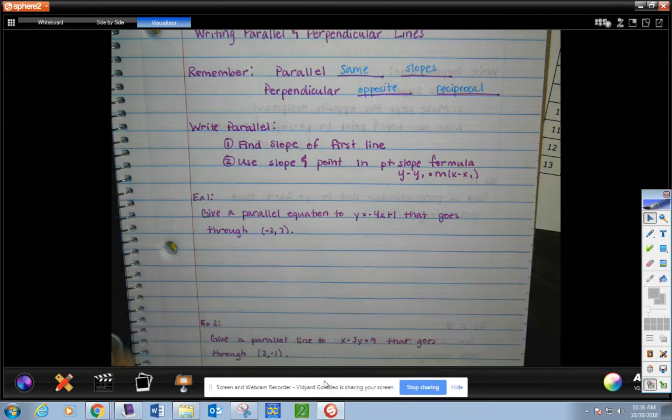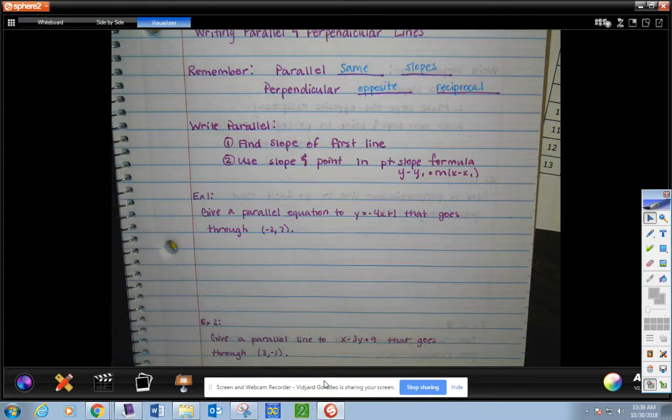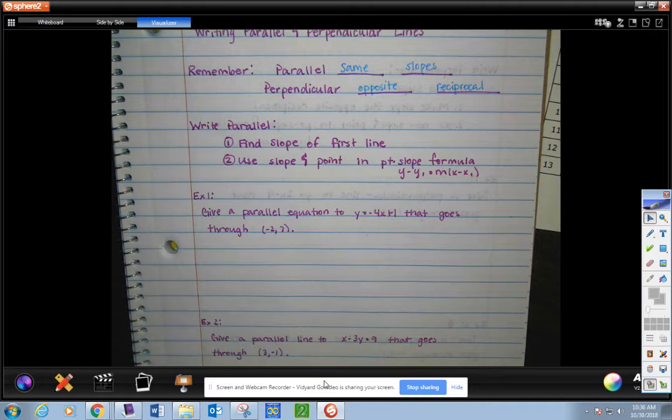So I'm going to go ahead and show you. We only have 2 examples of this style, and then we'll have 2 examples of perpendicular. If you want to pause and write all this down, you can, so that you'll have it ready.